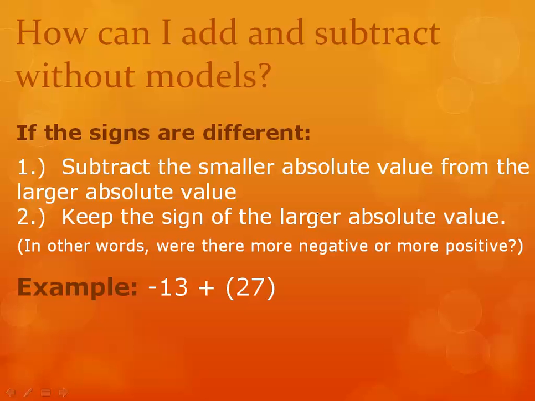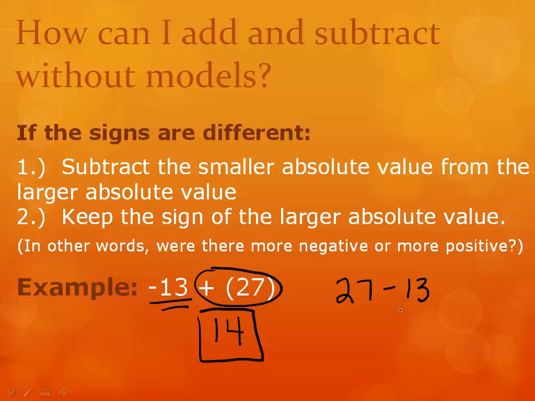So let's look at our example here. We have -13 plus 27. Since the signs are different, we subtract. So 27 take away 13 is 14. Since I have more positives than I do negatives, my answer is actually positive 14. Notice that if we had read this problem backwards, this says positive 27 minus 13. So when we did -13 plus 27, it's exactly the same as if the problem had been written like this.